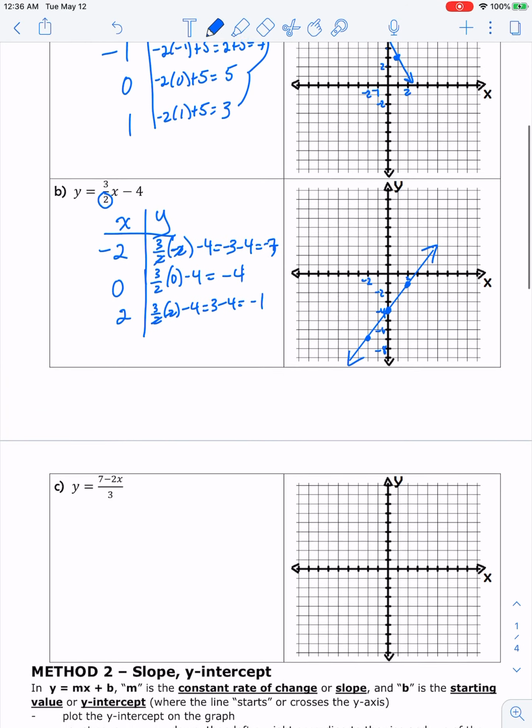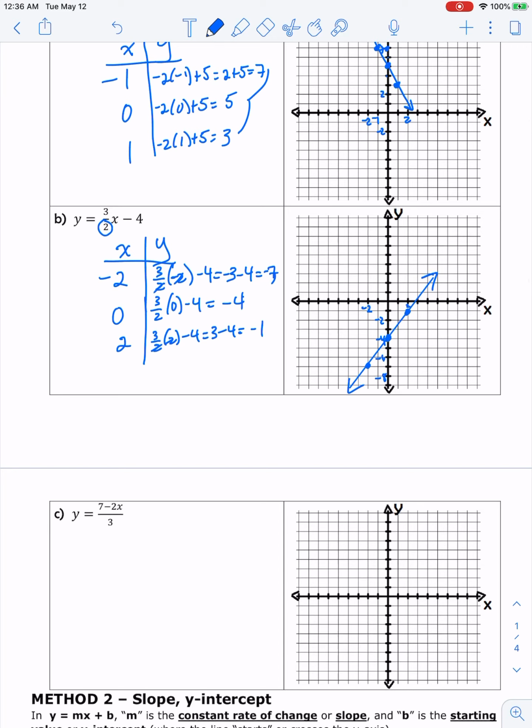Oh, here we go. Here's another one. This time I want to choose x values so that my numerator is going to be divisible by 3. So 7 minus 4 is equal to 3. To get this to be equal to 4, I need x to be equal to 2. So I'm going to put a 2 here. 7 minus 2 times 2 over 3 is 7 minus 4 over 3, which is 3 over 3, which equals 1. I don't want to use 0 this time because 7 minus 0 is equal to 7, and then I've got to graph 7/3, and I don't want to have to do that.